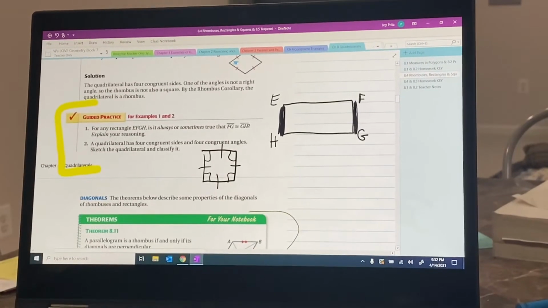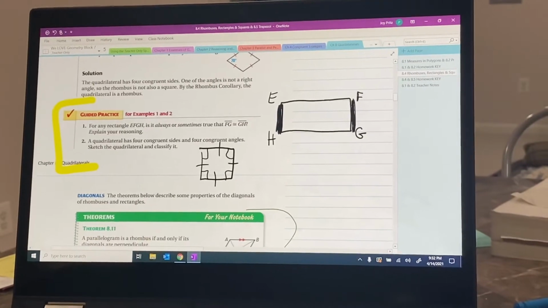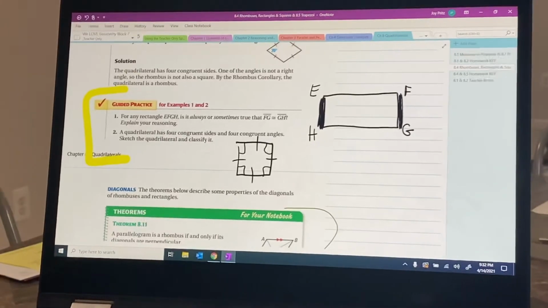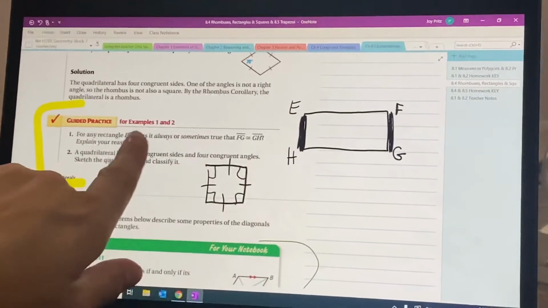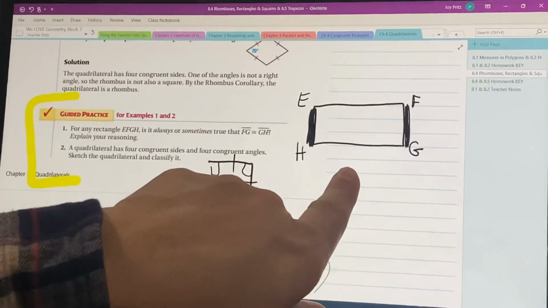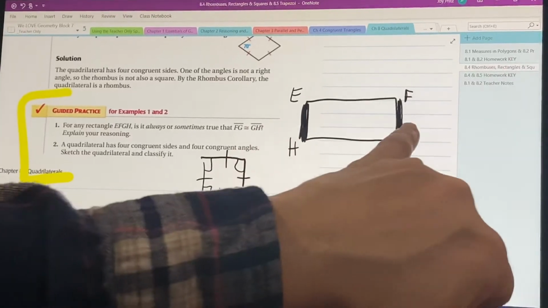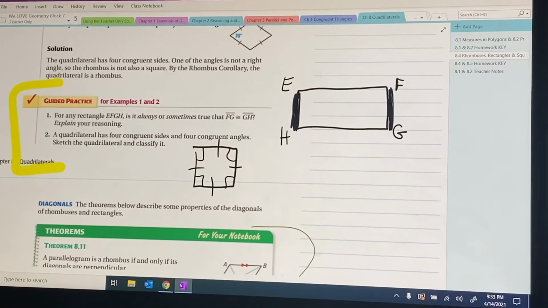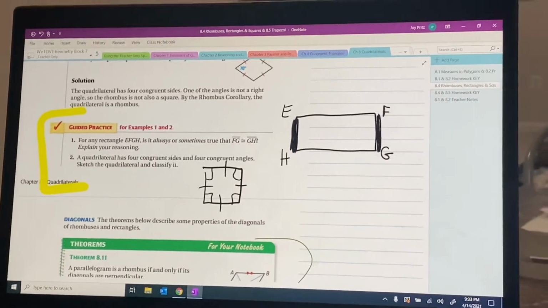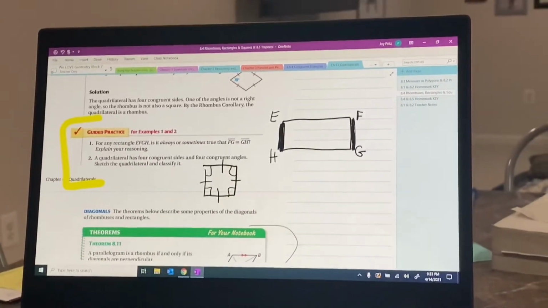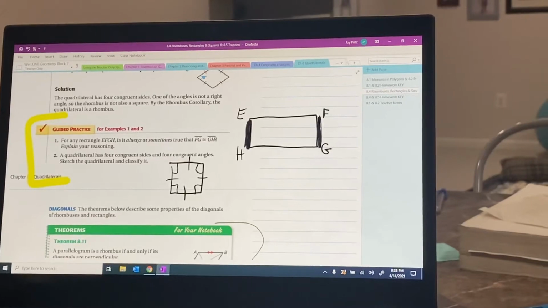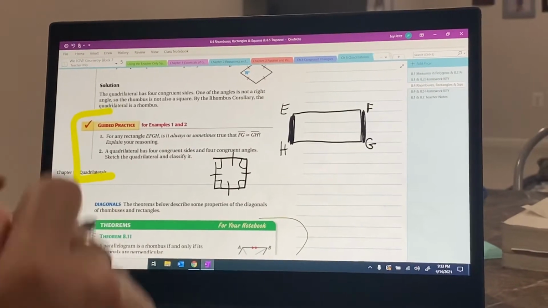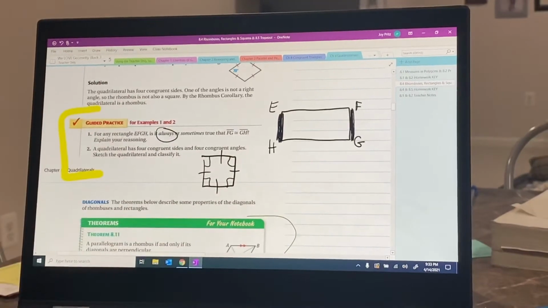It says for any rectangle EFGH, it is always, sometimes, or never true that FG and GH are congruent. Well, if you look at my picture, because they didn't give one, I drew the picture. They want to know if these two sides will always or sometimes be congruent. That's always. Because if it's a rectangle, it has to be a parallelogram. And the definition that we learned about parallelogram is opposite sides have to be congruent. So this one isn't always.